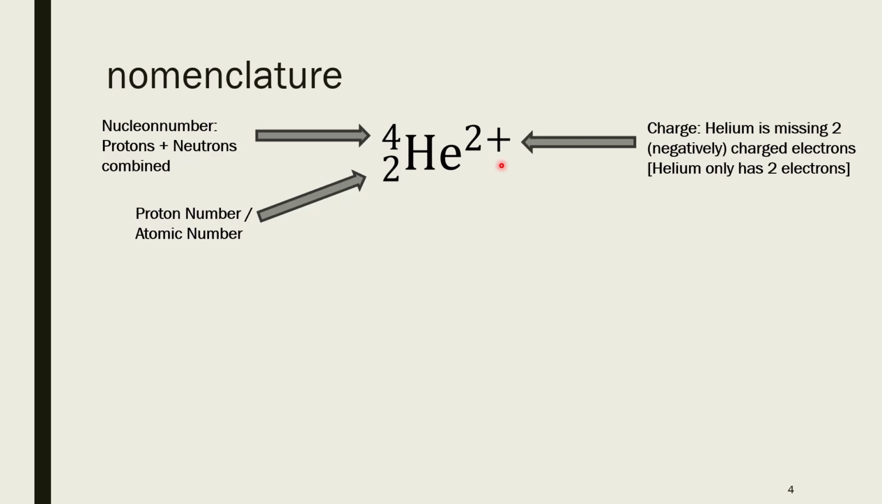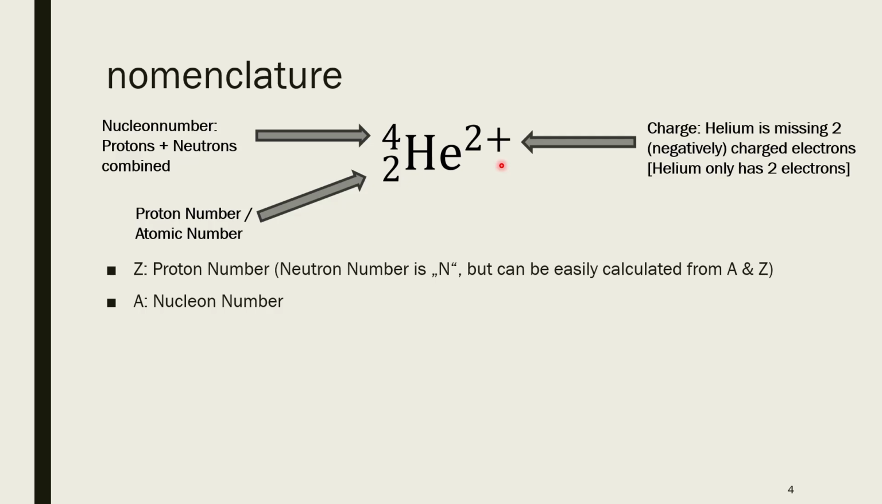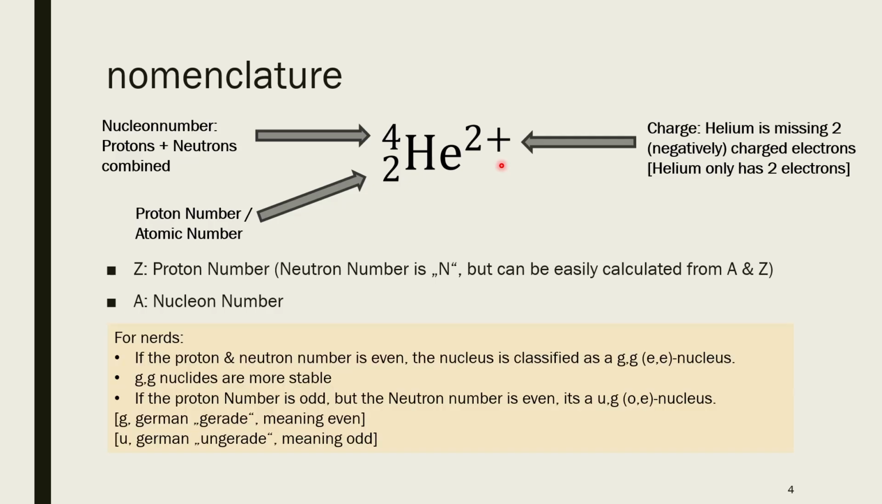Sometimes you will find the proton number being stated as Z and the nucleon number being stated as A, and sometimes the neutron number being N. And why would you need this kind of information for nerds? For example, if you have the proton number and the neutron number, you can start classifying different nuclides as GG or GU or UG and UU nucleus. It's a mouthful. G comes from the German word gerade, meaning even, and U comes from the German word ungerade, meaning odd. It's still found in English literature because, I'm not complaining, I'm German, that's good.